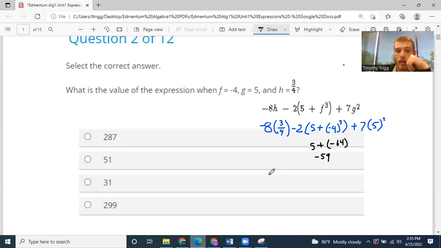Okay. Now let's go ahead and rewrite what we have. So we have -8 times 3/4. Some of these problems are kind of long. Not all of them will be this long, but the longer ones, I'll go over them with you. So the next thing we would do is this exponent. So 5 squared, that means 5 times 5, that's 25. So this becomes 7 times 25.